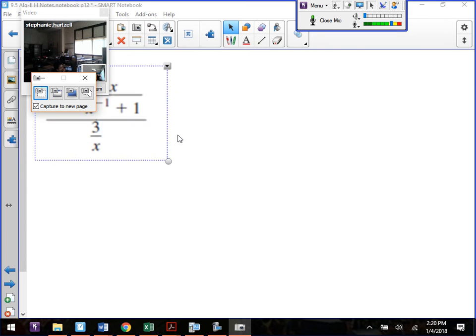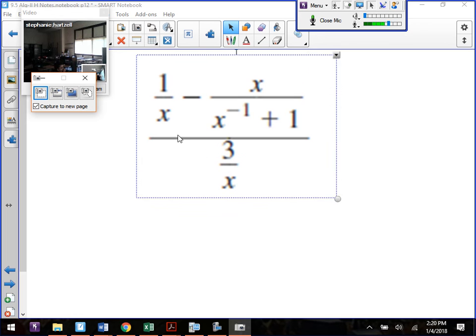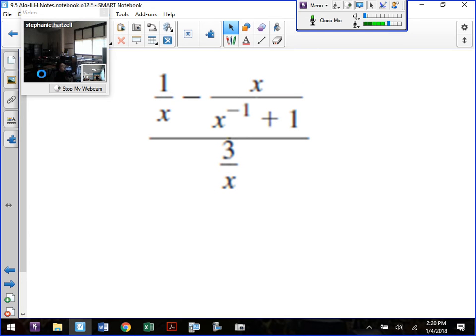I want to look at a problem that kind of deals with the worst case scenario of a simplification problem, where it's going to mix together kind of everything that we've looked at between adding, subtracting, multiplying, and dividing, as well as some things we've got to remember about exponent rules.